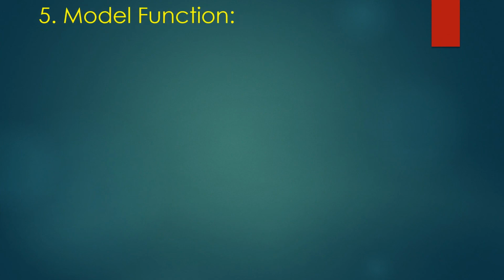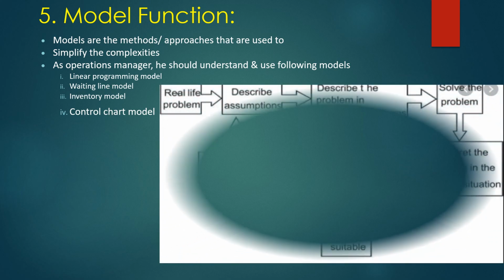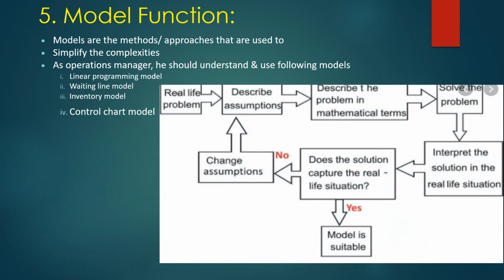Next we have the model function, where models are the methods or approaches used to simplify the complexities in operations management. As an operations manager, he should understand and use the following models, for example, the linear programming model, waiting line model, inventory model, or even the control chart model. Over here we can see an example of a model function.